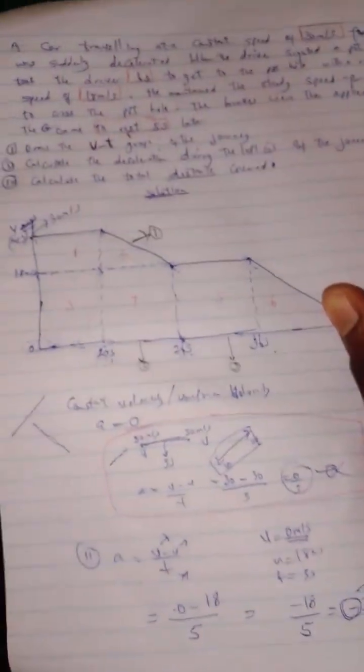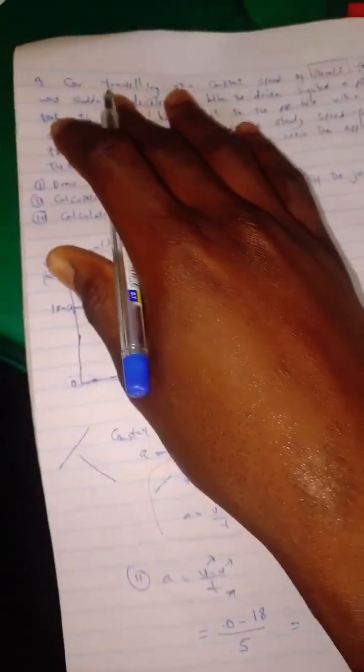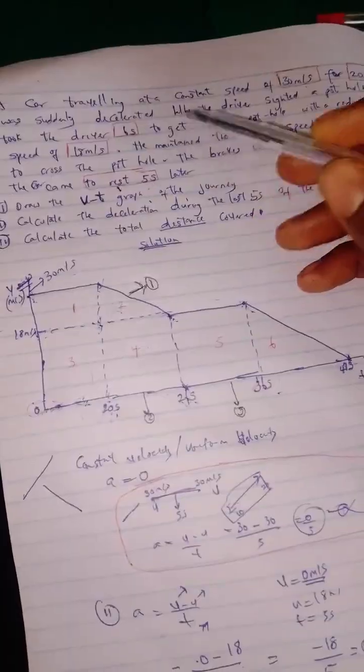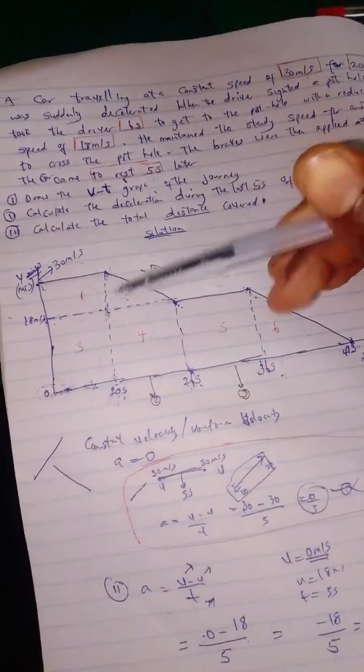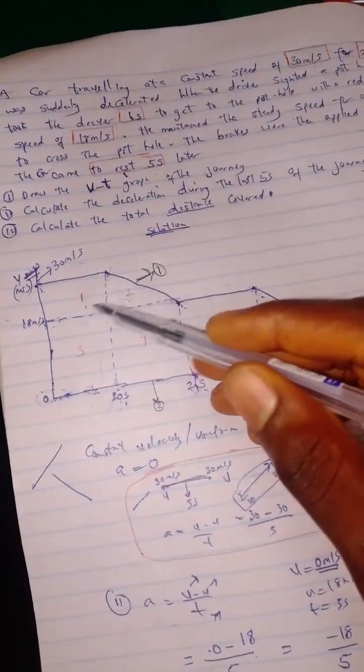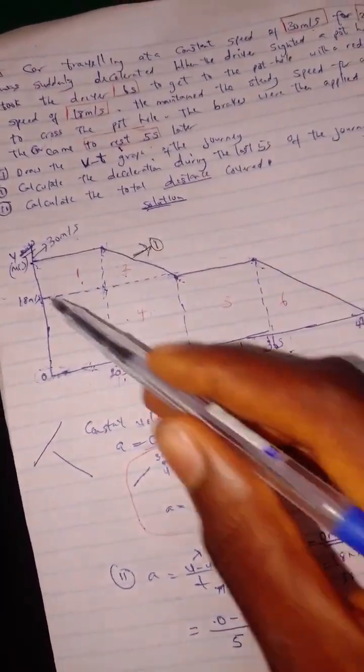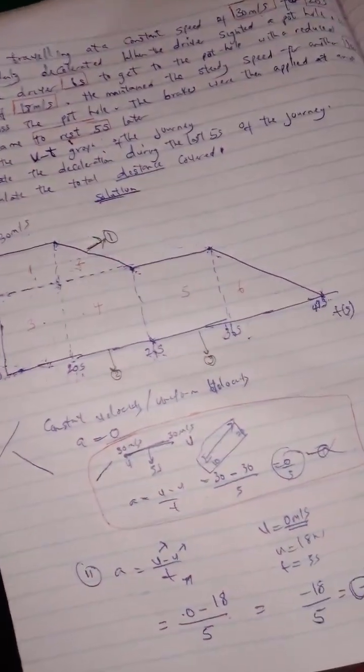That's how you do all your velocity-time graph. The first thing is to identify what they give you, draw the VT graph, and start to do it as they tell you what really happened. They said this happened, then do it as they say. You can split it into small parts like this. Just trace very well, and that's how you do it.